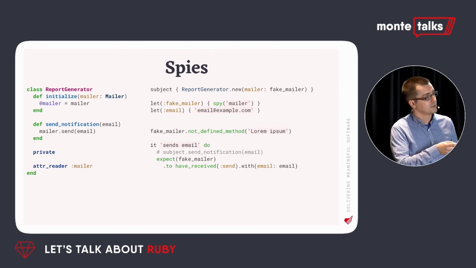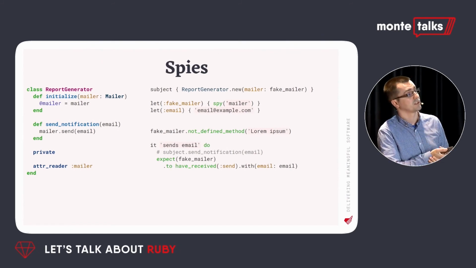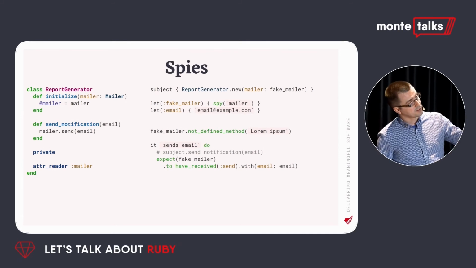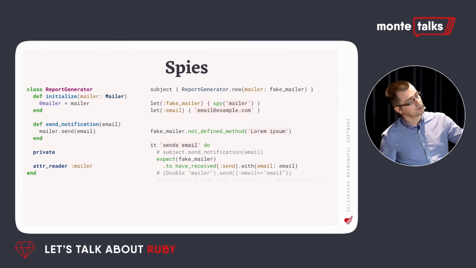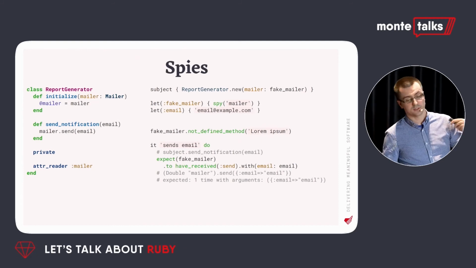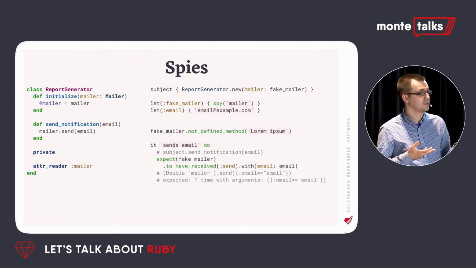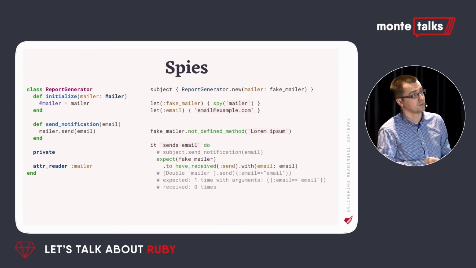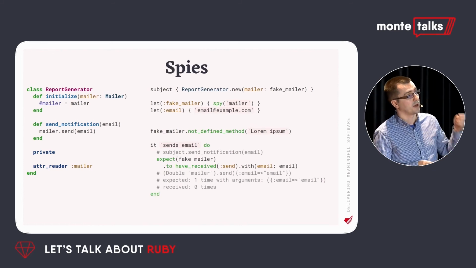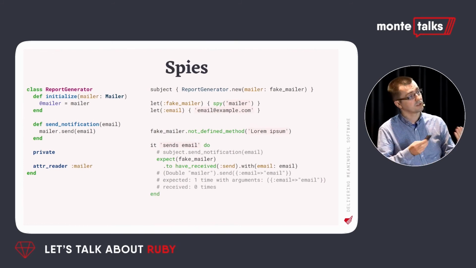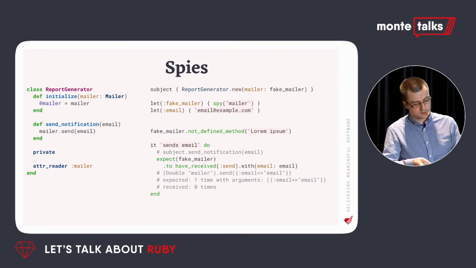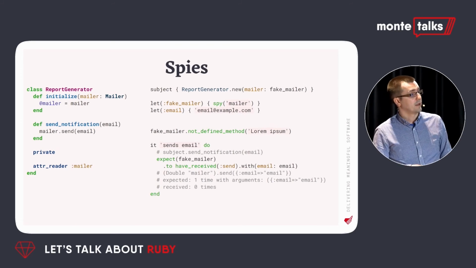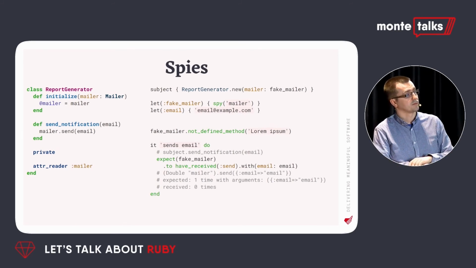But if we comment this line with subject.send_notification, and we put this expectation, then it informs us that we expected to receive something, but it hasn't been performed during the test, right? So this is the purpose of spies: recording what is incoming, like a method invocation on spies, and checking some expectation, a message expectation.